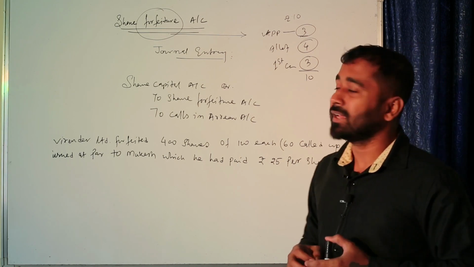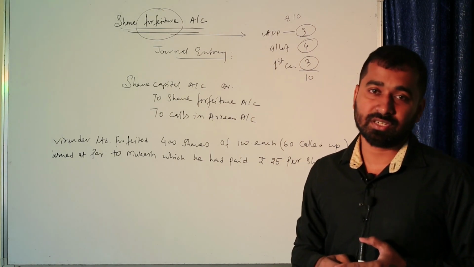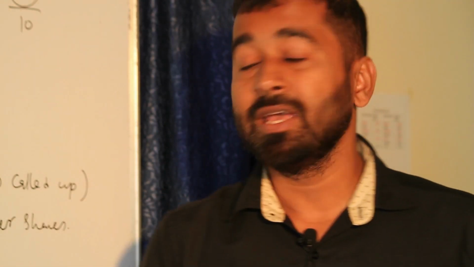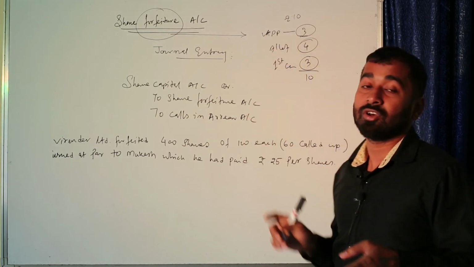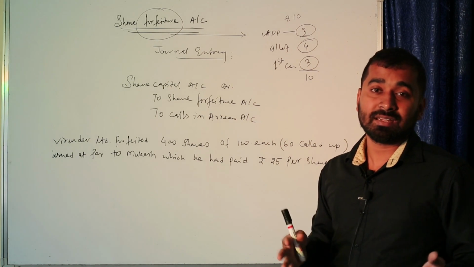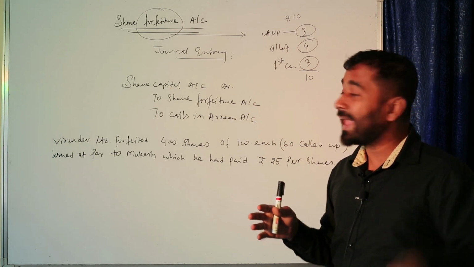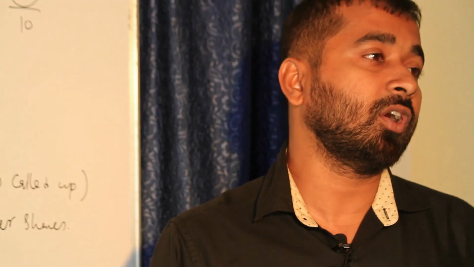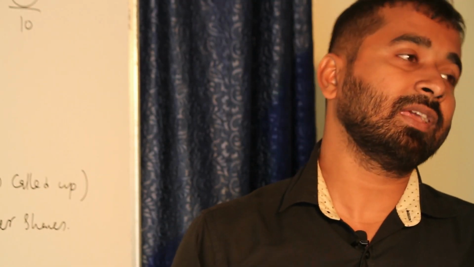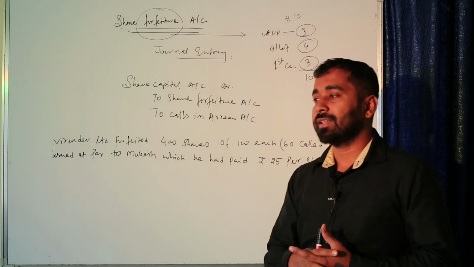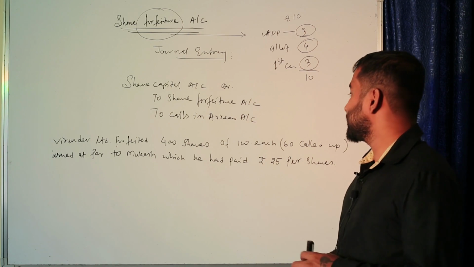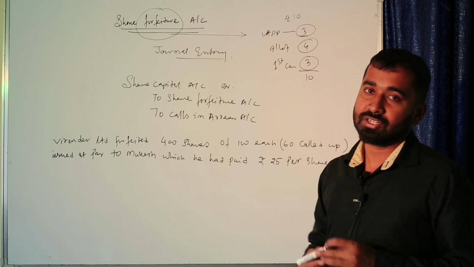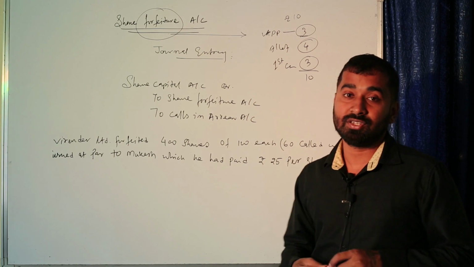Forfeiture account is indirectly known as the cancellation of the shares. When the shareholder purchases or subscribes to shares from the company, the company asks for calls in the form of application money, allotment money, first call money, like that. When the shareholder does not pay any one of the calls, the company gives notice to the shareholder that your call money is due, please pay. Even though the person does not pay, the company cancels the shares, and that is known as the share forfeiture account.